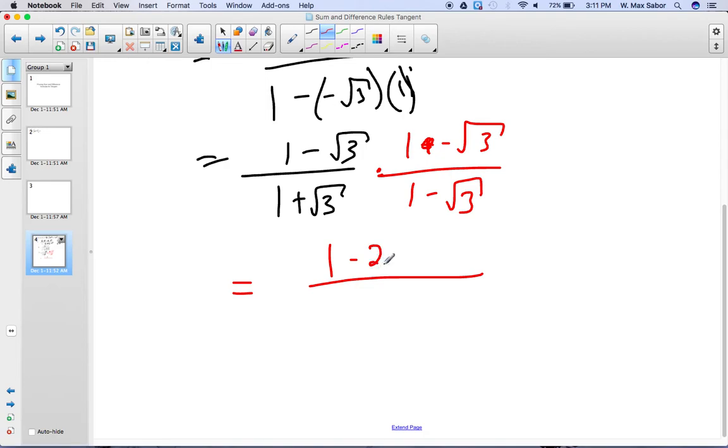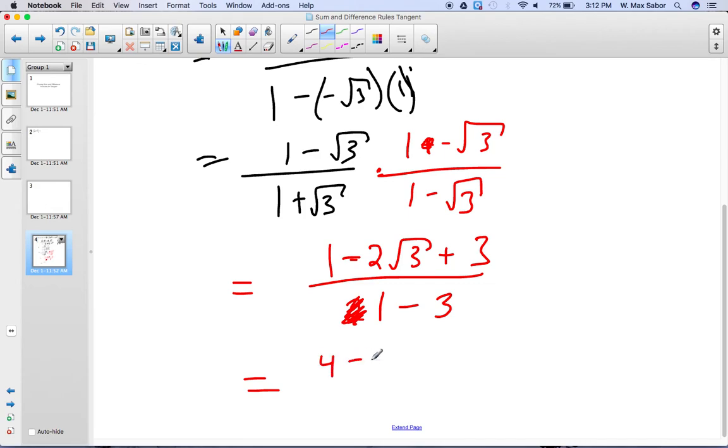1 minus 2 square root of 3 plus 3. That's our perfect square trinomial rule, or you could do 1, negative square root of 3, negative square root of 3, positive 3, and then combine like terms. We have in the denominator 1 times 1 is 1. Square root of 3 times negative square root of 3 is negative 3. And then we subtract those.